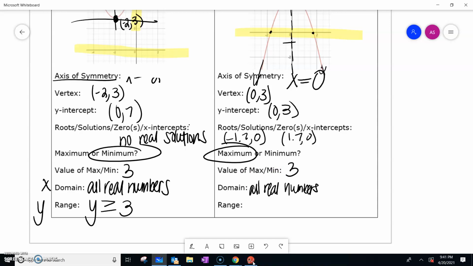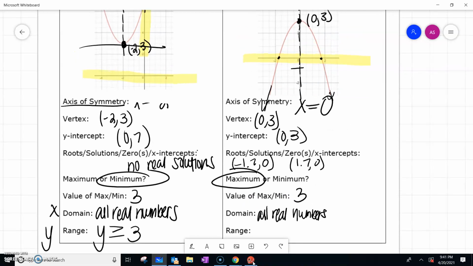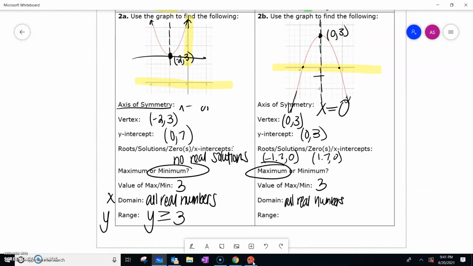In our range, remember, we want to look at our maximum or minimum value. In this case, it's a minimum value, which means it won't go any higher than that. So that means that my y values will be greater than or equal to 3.